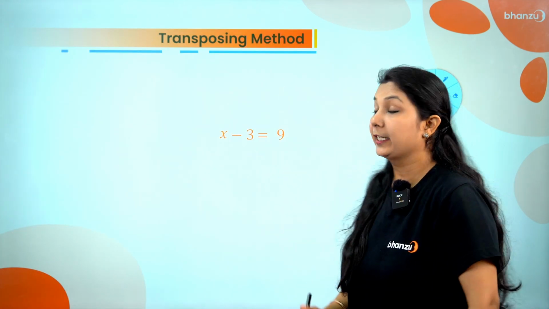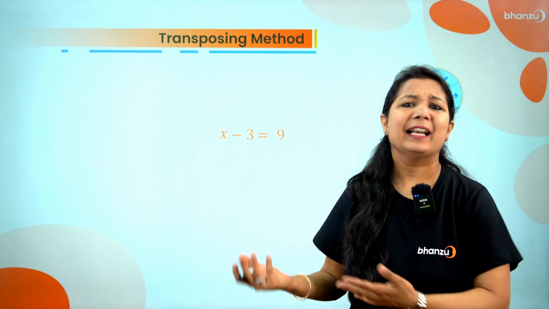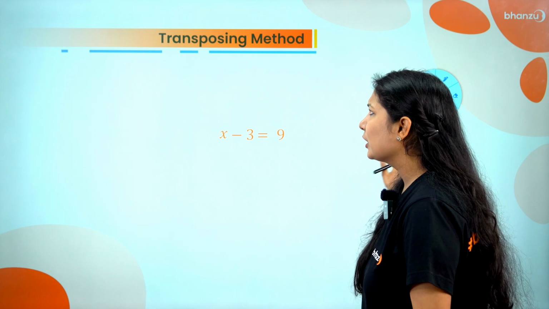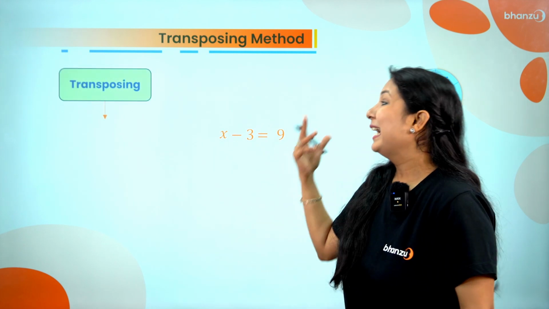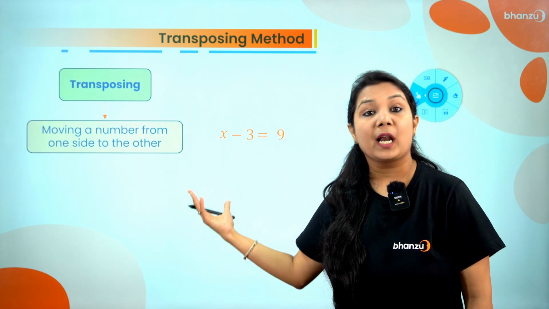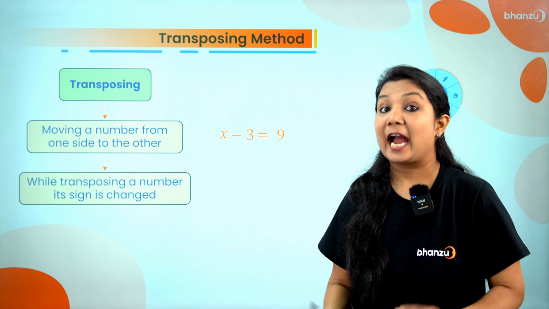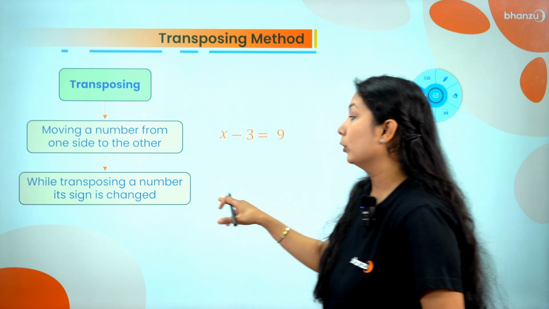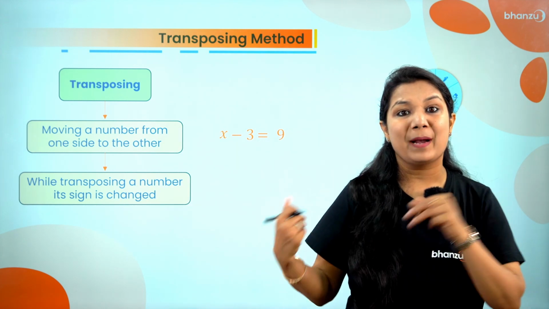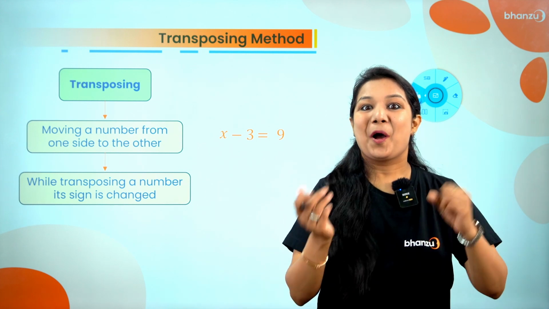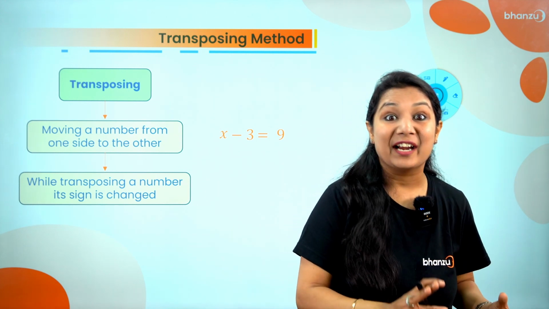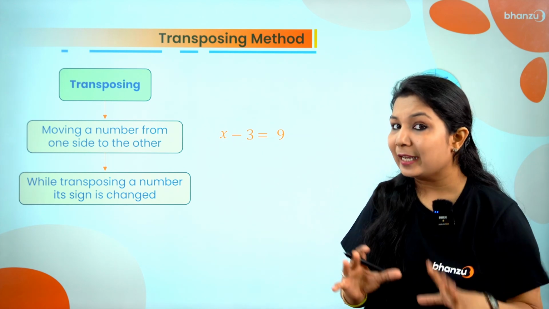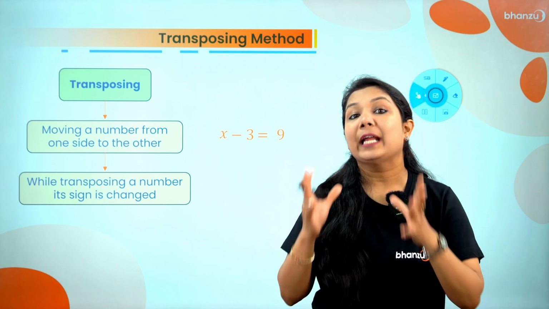So this is one of the equations which can be solved with the balancing method also and the transposing method also. But what happens in the transposing method? How does it work? In the transposing method, we move a number from one side to the other. And whenever it is transposed, its sign is also changed. So plus becomes minus, minus becomes plus, multiply becomes divide, and divide becomes multiply, because it is crossing the bridge of the equals to sign, right? Which is the main thing for an equation.